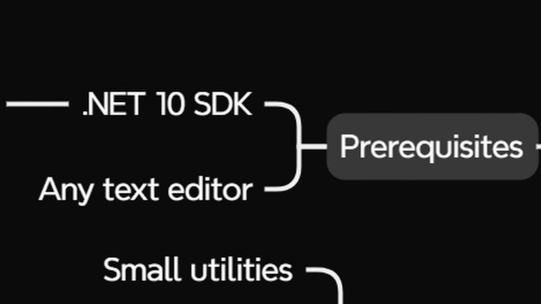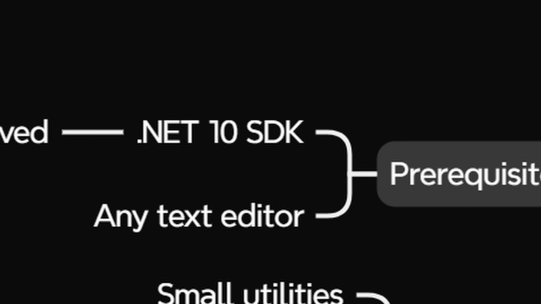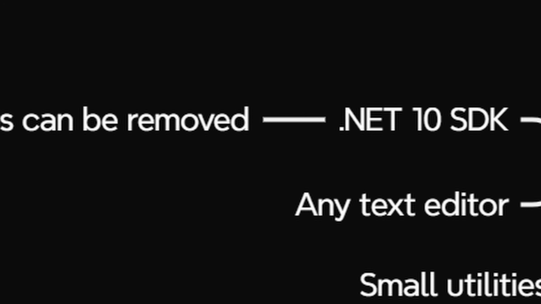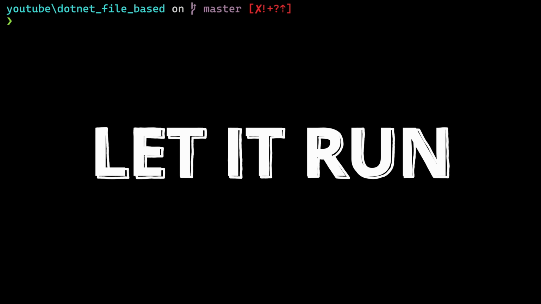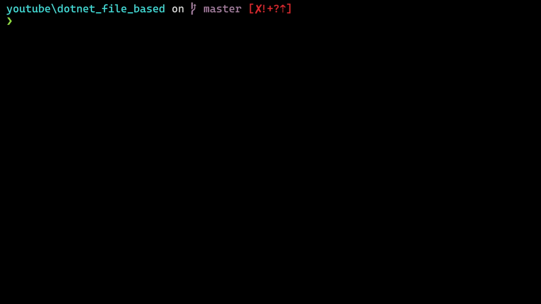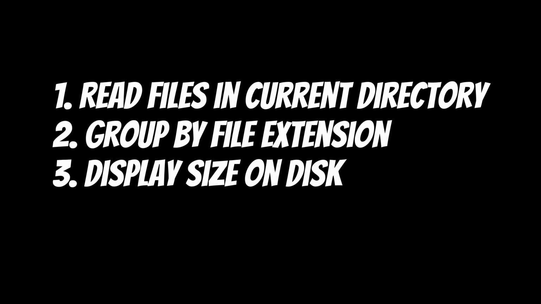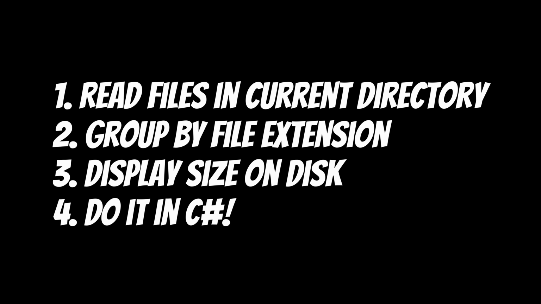All you need is two things: .NET 10 SDK installed locally and any text editor. You'll see later that you can even remove the requirement for the .NET SDK altogether. That's it. Getting an app running is actually quite simple. Let's say I need a utility that reads files in the current directory, then groups them by extension and simply displays the size on disk occupied by each extension. Using C# and LINQ, this task is actually really easy to achieve, and the code is expressive and beautiful.